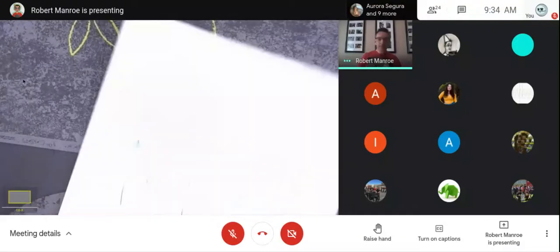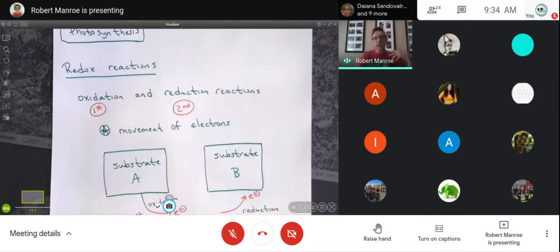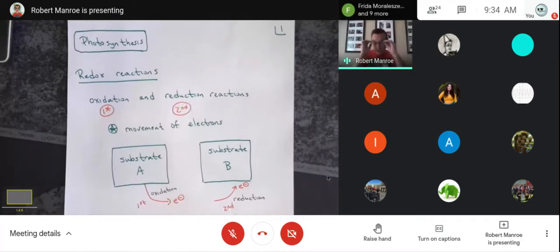Okay, so oxidation reduction. If you're going to understand metabolism, you have to understand the movement of electrons. One molecule gives the electron up, that's oxidation. Another molecule accepts the electron, that's reduction. When you talk about metabolism and the transfer of energy, it's all about high energy and low energy electrons. It's all about electron transfer.